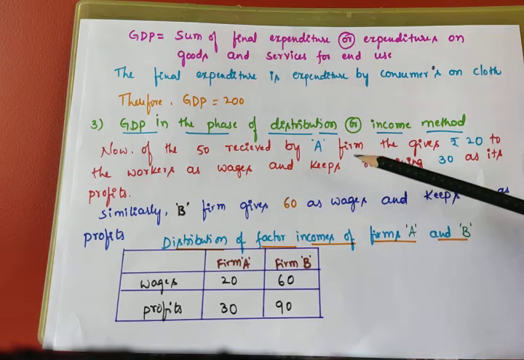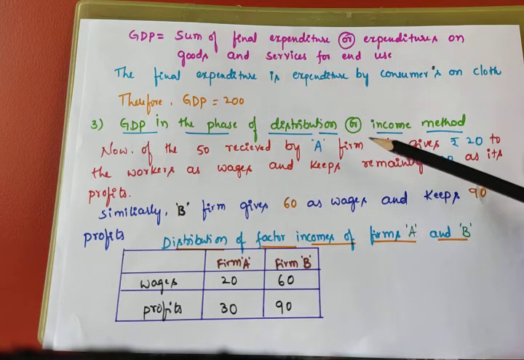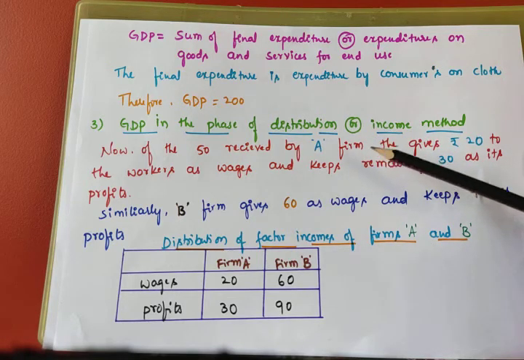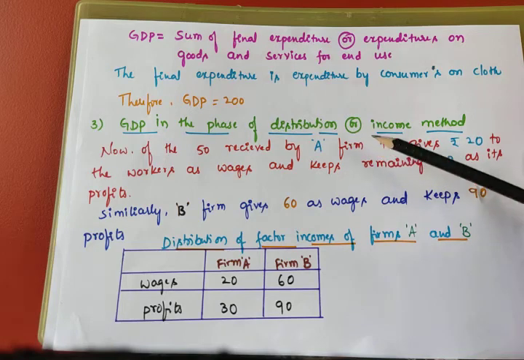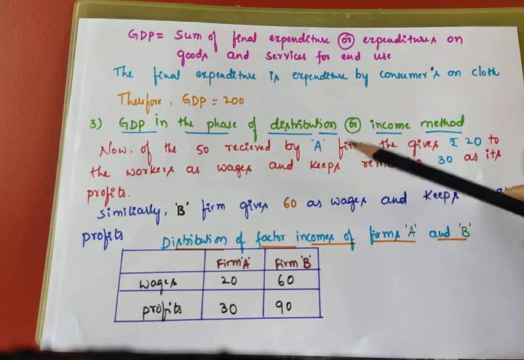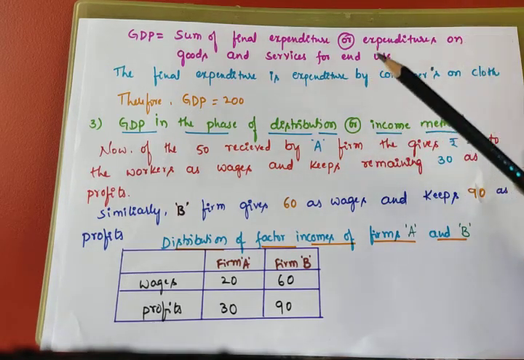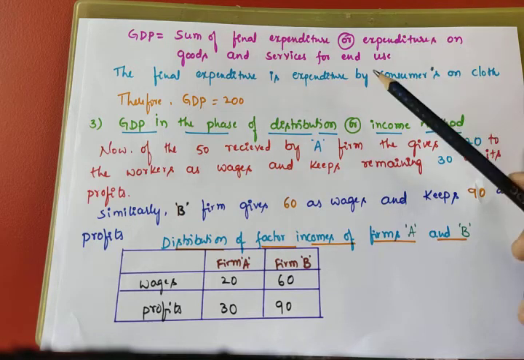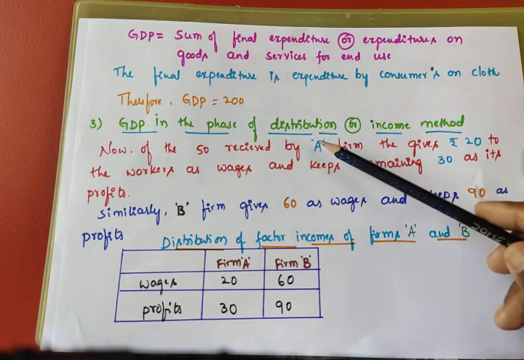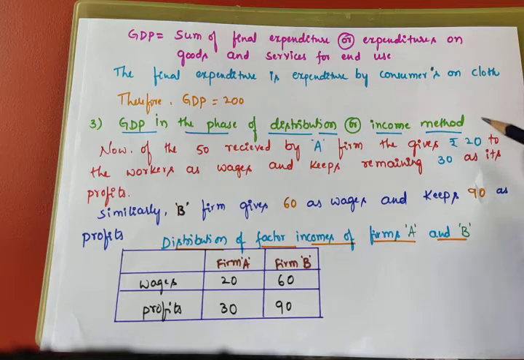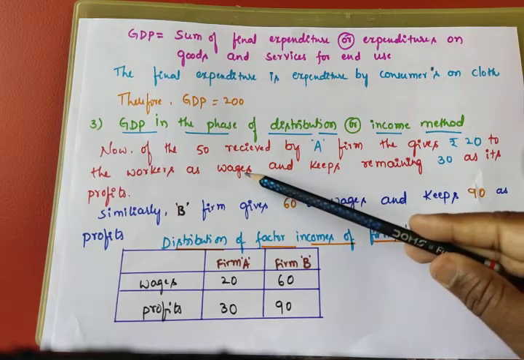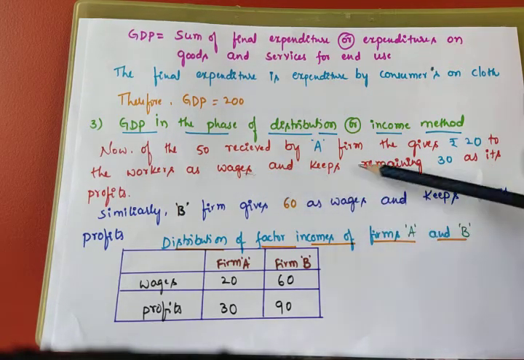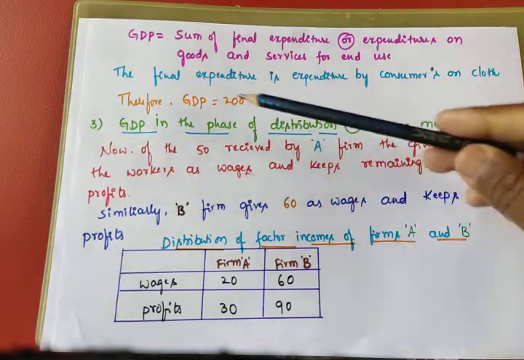Imagine firm A produces cotton worth rupees 50 and sells it to firm B. When firm B purchased the cotton from firm A, it paid rupees 50 to firm A. Out of that 50, the firm gives rupees 20 to the workers as wages, and keeps the remainder as its profit.